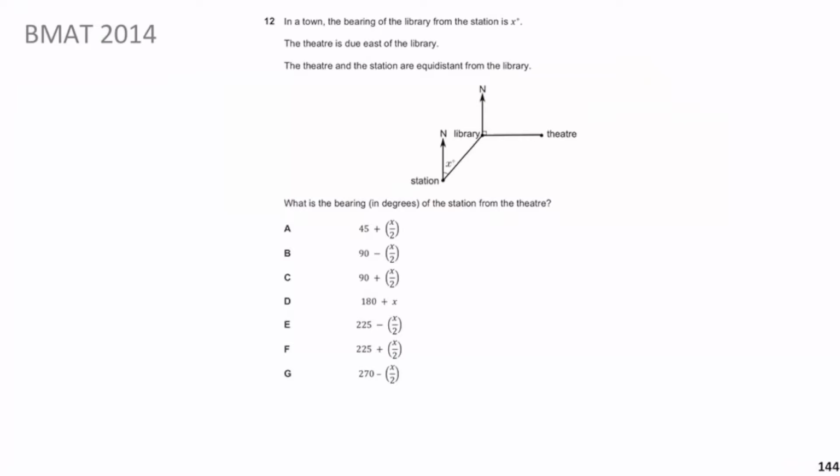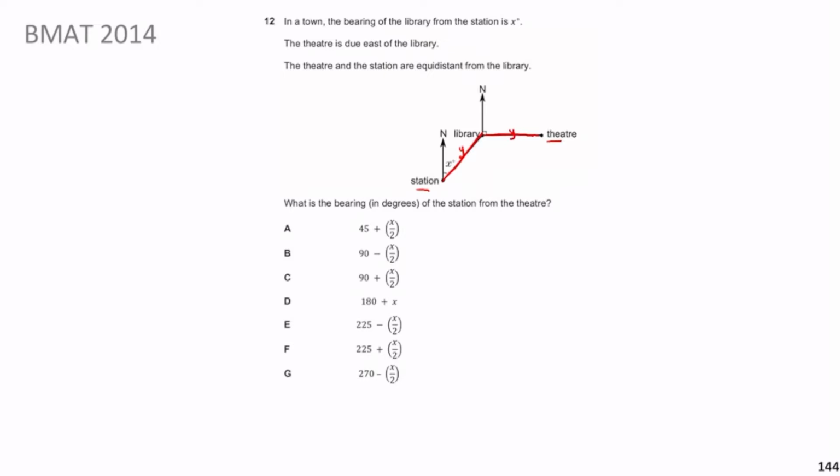Okay guys, so let's go over this. We're told here that the bearing of the library from the station is X, and that's already shown. The theatre is due east of the library, which is already shown. And then the theatre and the station are equidistant from the library, so they're the same distance from the library if you join them point to point. That means that this length here, I can call that Y, should be equal to this length here, because they're equidistant. That should also be Y.